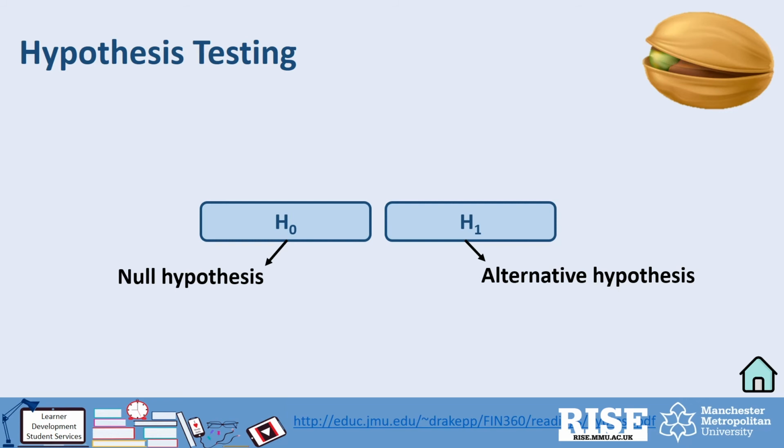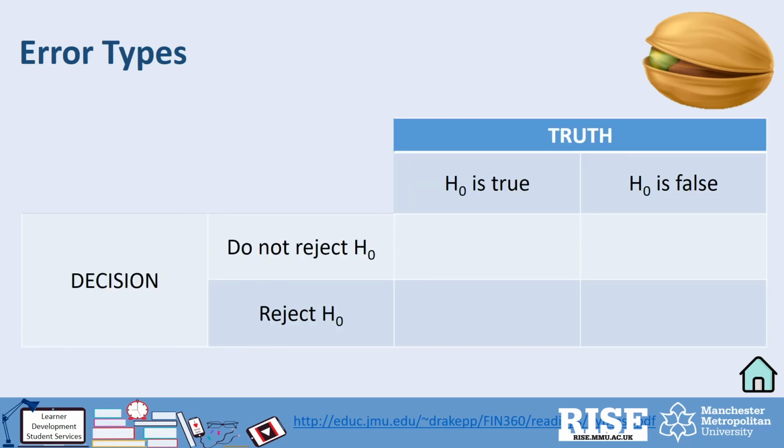You also need to specify the level of significance. Commonly, 5% is acceptable for most research. This is explained a little bit more on the next slide. Error types. There are 4 possible outcomes when conducting hypothesis testing. 2 of them would be the correct conclusions, either not rejecting H0 when it's true and rejecting H0 when it's false. Obviously, either of these are desirable outcomes.